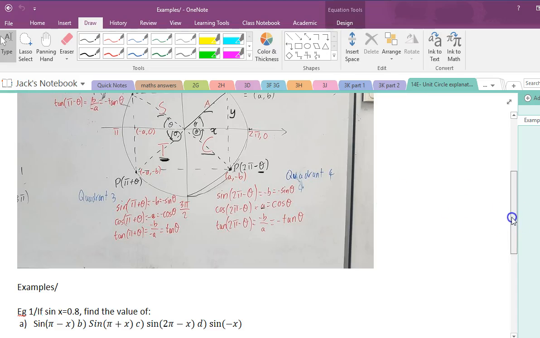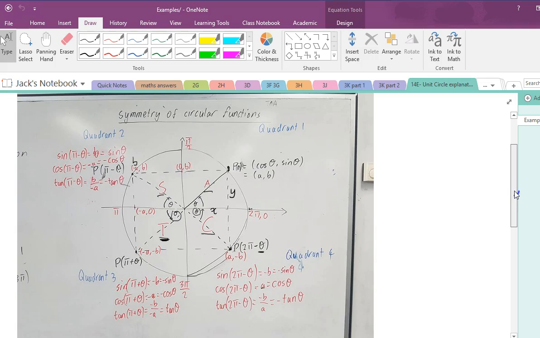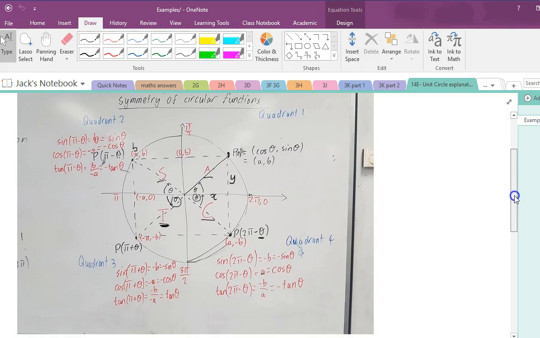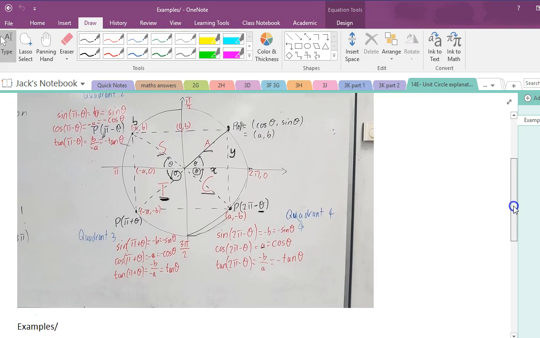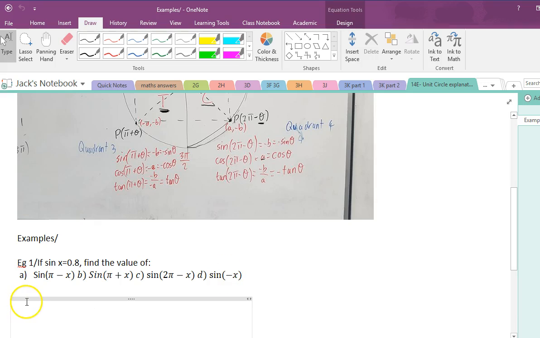Hi guys, so by now you should have this whole unit circle in your books, and you need to keep on referring to this back in your bound reference because it's going to keep on coming up for the rest of the topic. Alright, so the type of questions you might get here is, for example, having a look at this first one. If sine x is equal to 0.8, find the value of sine of pi minus x.